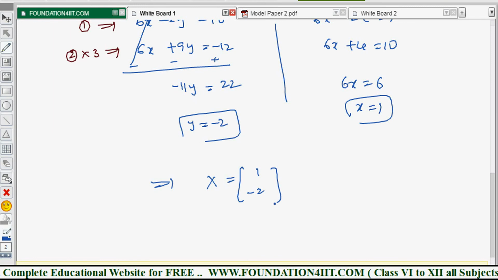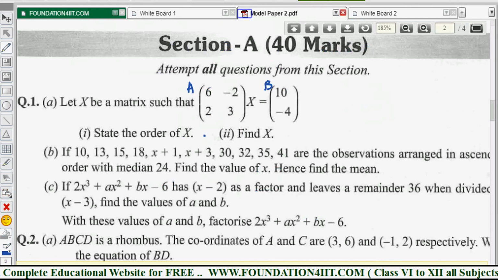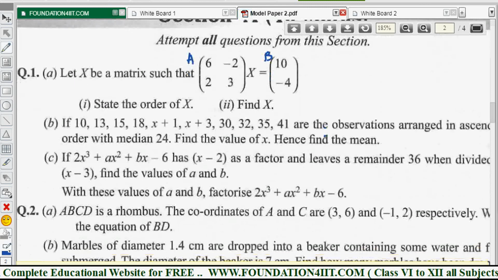It is a 2 by 1 matrix. So this is 2 rows, 1 column, so a 2 by 1 matrix. You can find it like this. Now the order and the matrix X, both we got.